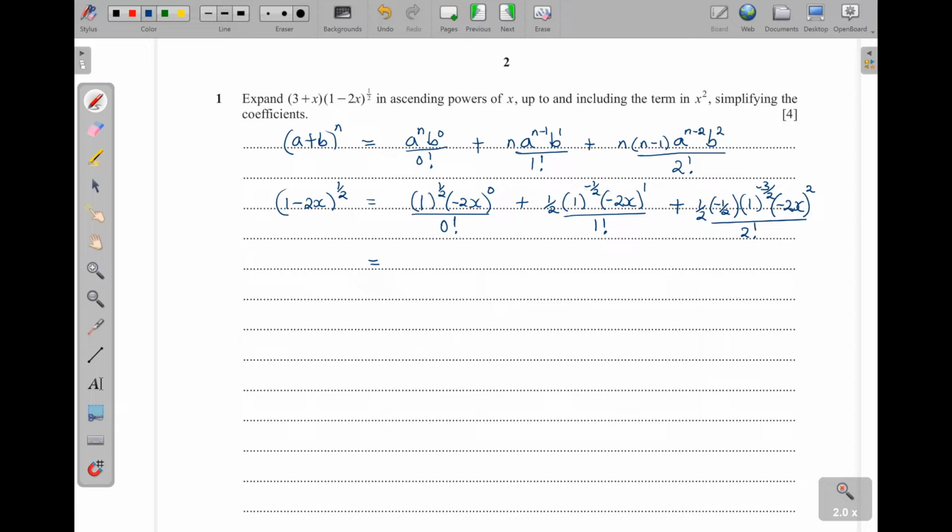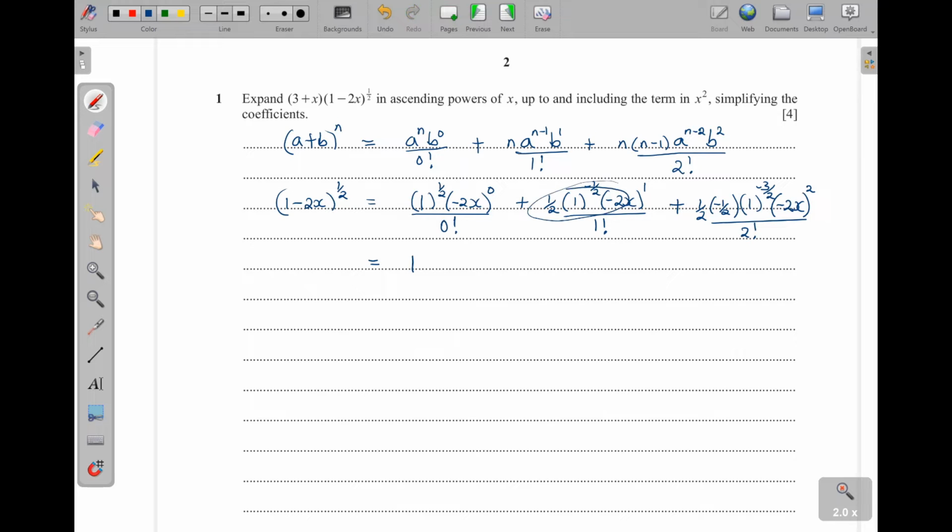The rest is just to simplify. So I'll end on this one here because x is already to the power of 2. Of course, this one will be 1 because 1 to the power of any number will be 1, and 0 to the power of any number will always be 0. 0 factorial will always be 1, because there is only one way of arranging an empty set.